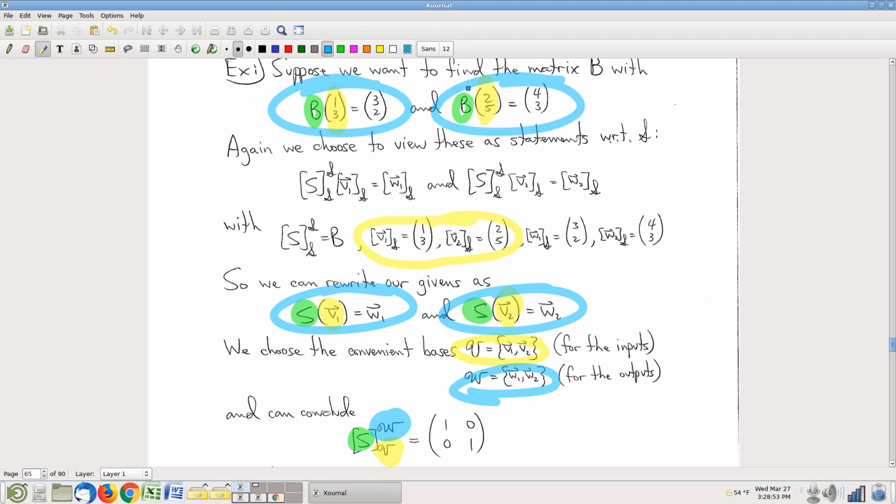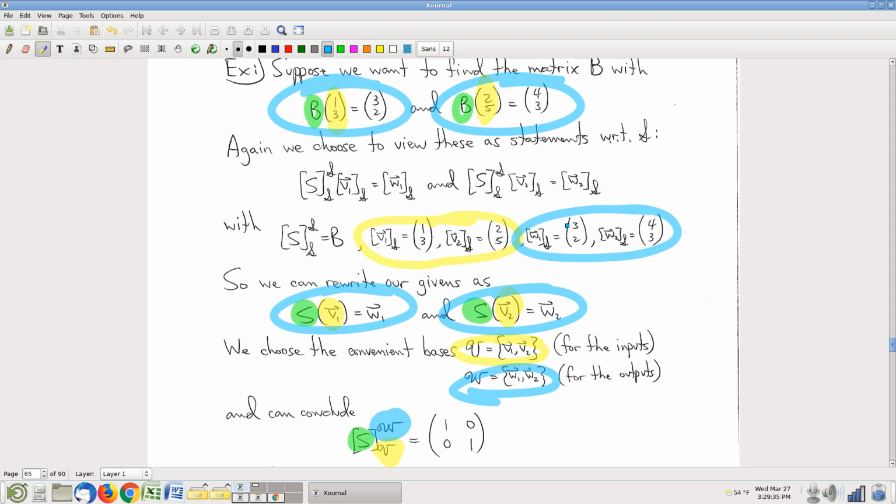Now, I guess I could use the standard basis, but let's not. Can I think of a nice, convenient basis with respect to which (3, 2) and (4, 3) are easy to write? And how about (3, 2) and (4, 3)? Don't be ashamed of making your life simple. These output vectors (3, 2) and (4, 3) make a fantastic basis with respect to which to understand themselves. Okay. All right. So we make those choices for our input basis and our output basis.